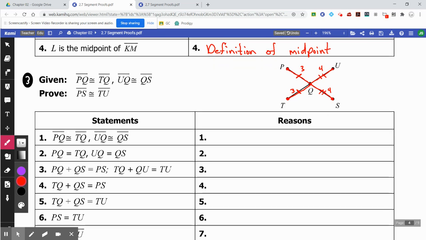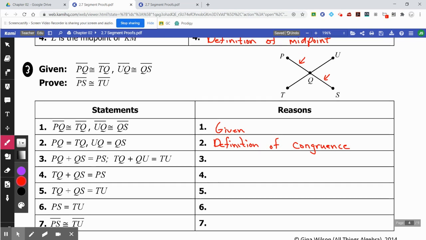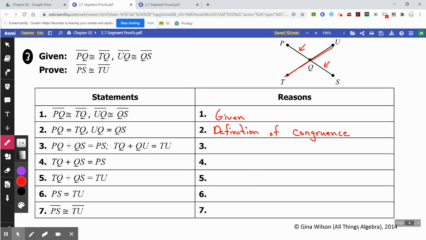So we kind of have a plan. We have our given in this first step. Now, since PQ and TQ are the same, notice what we did. Since they're congruent, we say they're equal in length because of that definition of congruence. And notice what we do in the next step, which is exactly what I said. We know that PQ and QS, this line segment and this line segment, when you put them together, give you PS. So I'm listing everything that I know here. We know PQ plus QS is PS, and TQ plus QU is equal to TU. That'd be your segment addition postulate.